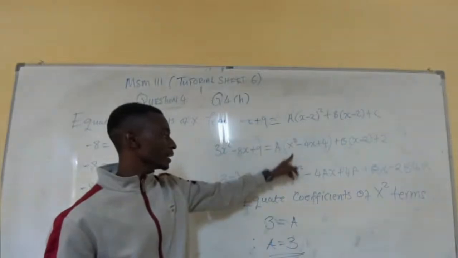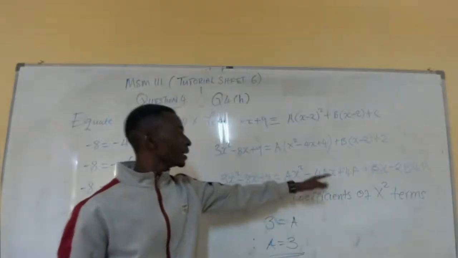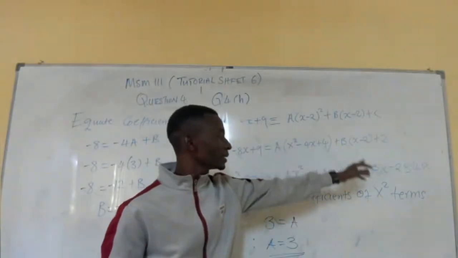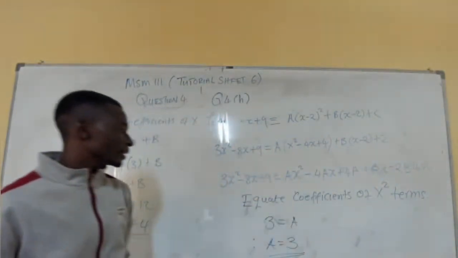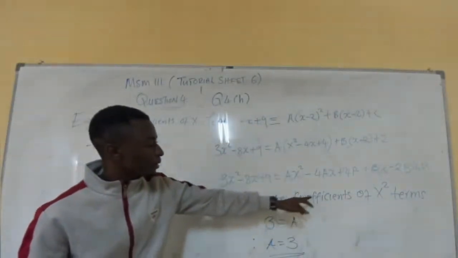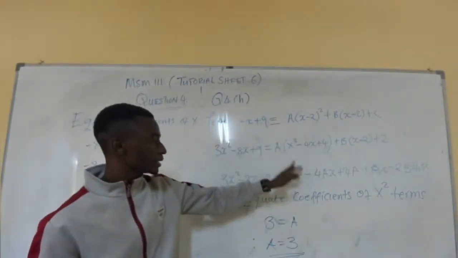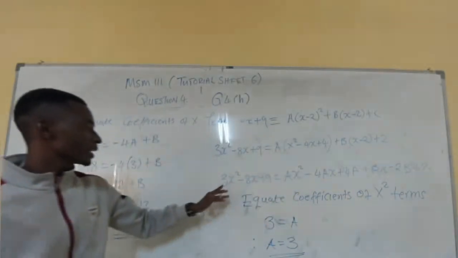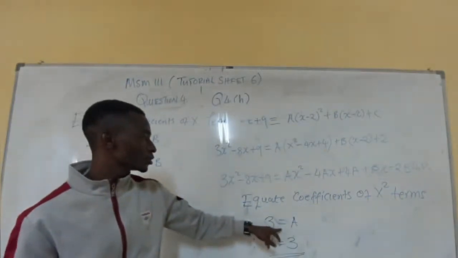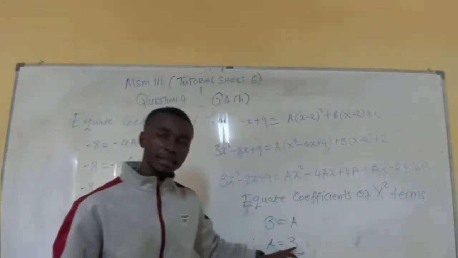So you say A by that is ax squared. A by that is negative 4ax. A by that is 4a plus b by that bx. B by that negative 2b plus 2. Then for you to find the value of A, the easiest way is equating the coefficients of x squared terms. Here with ax squared, that's the only x squared we have. On the other side we have 3x squared. So now we get the coefficient here, which is 3. You say 3 equal to, what is the coefficient of the x squared term there? It is A. So meaning your A is equal to 3.